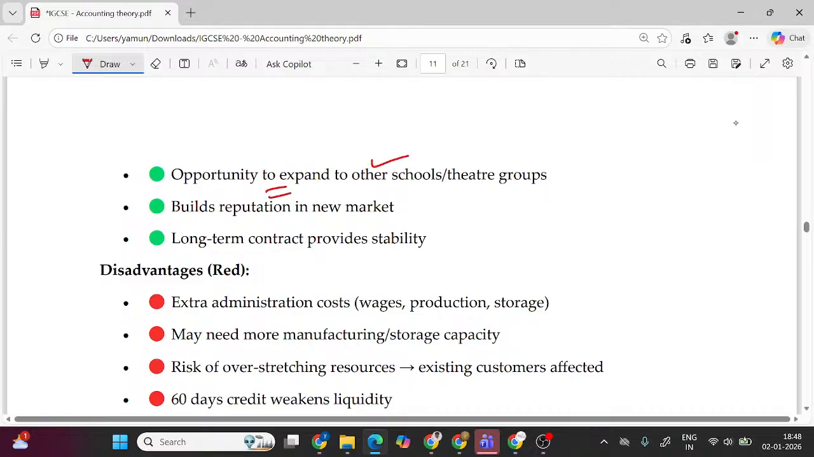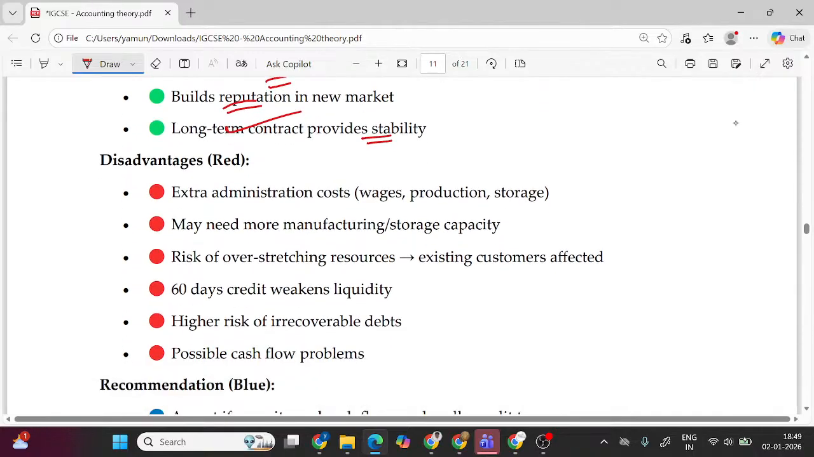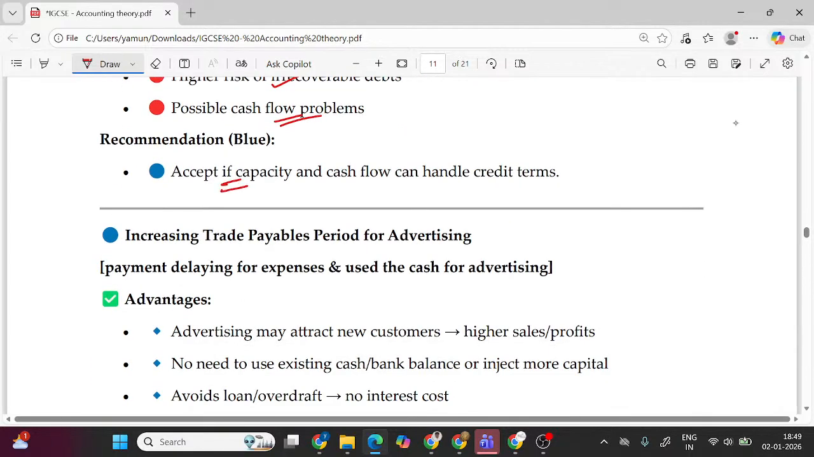Opportunity to expand to other schools or theatre groups, it also builds reputation in a new market, and a long-term contract will provide stability. Whereas there will be an extra administration cost, and it may need more manufacturing or storage capacity. Risk of overstretching resources will be there, because now you're getting the order, but in future you're not getting the order. What will happen to the business? 60 days credit weakens liquidity. Yes, if I'm extending the credit, I'm not going to get the money immediately. Higher risk of irrecoverable debts and possible cash flow problems. Recommendation: accept if capacity and cash flow can handle the credit terms.